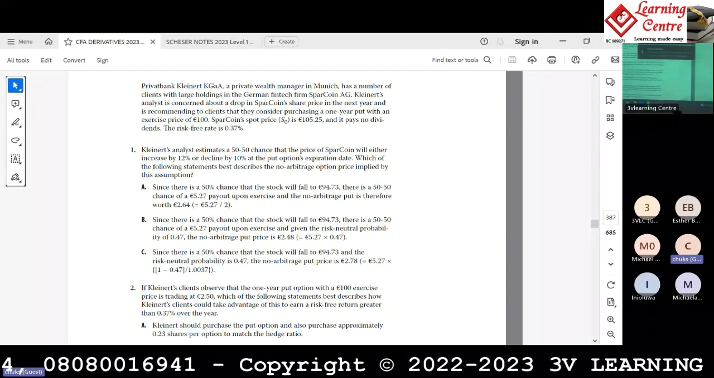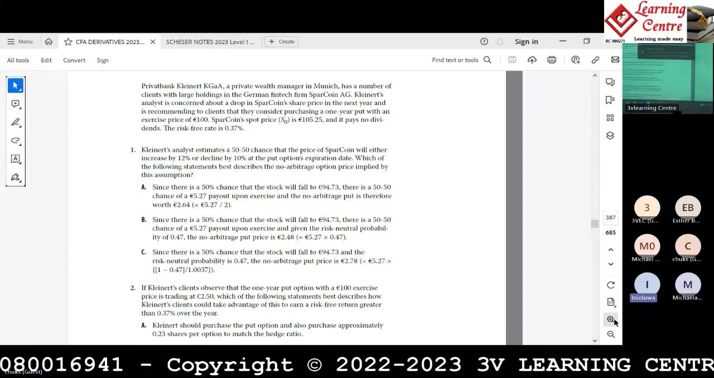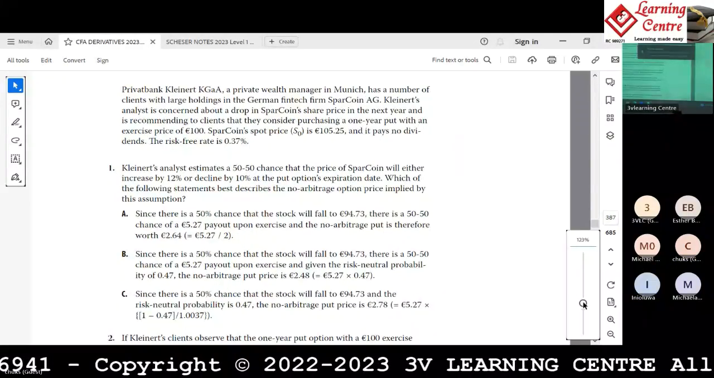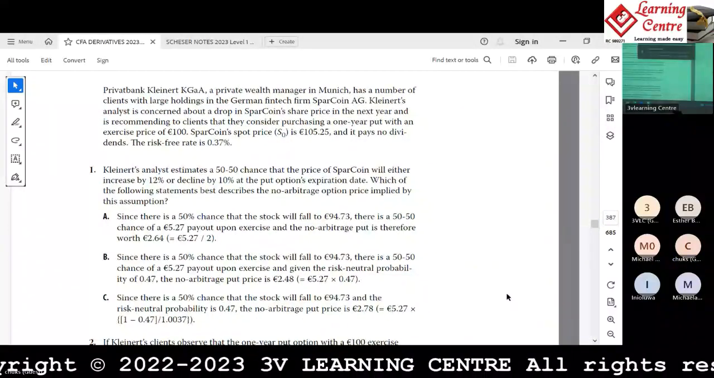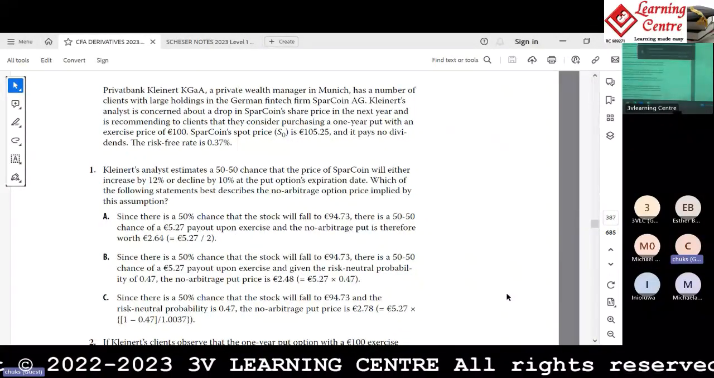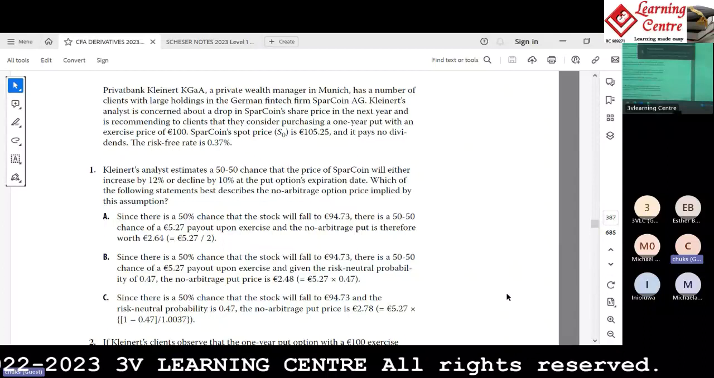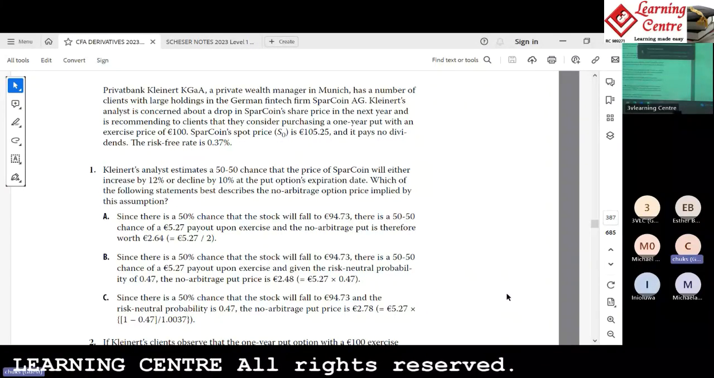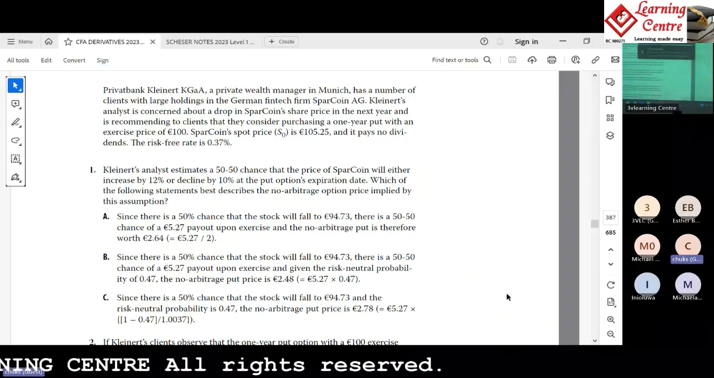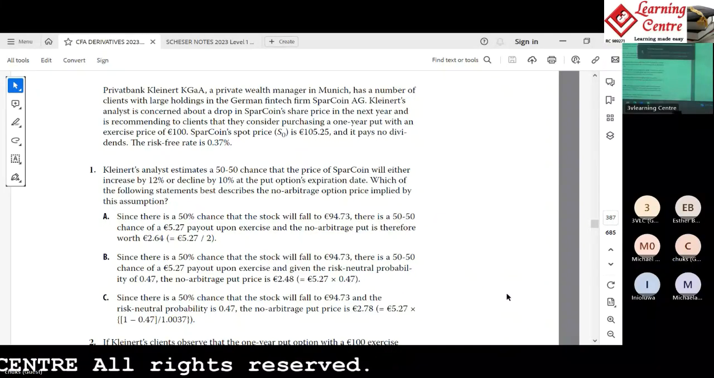Can you guys see the question? Should I increase the size? I can see it. I'll still increase the size to help you. All right. So don't be overwhelmed by the length of the question. It's still the same thing you know. Just try and understand what you need to do.